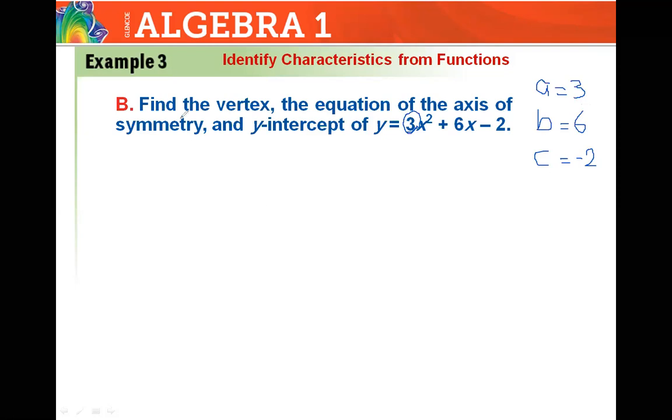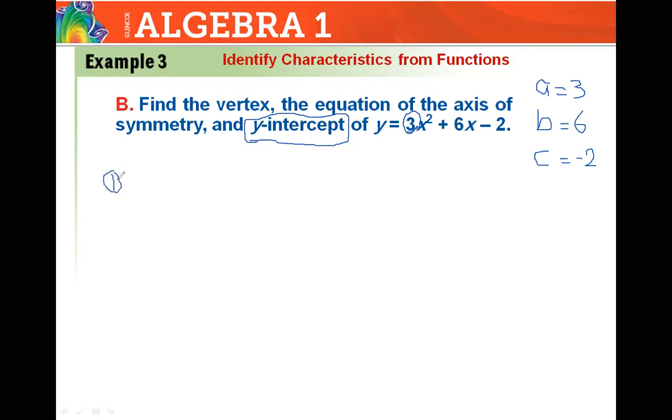Now you have 3 requirements: the vertex, the equation of the axis of symmetry, and the y-intercept. We start with the last one, the easiest one, the y-intercept.